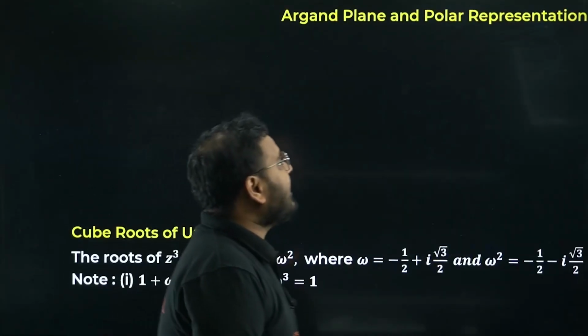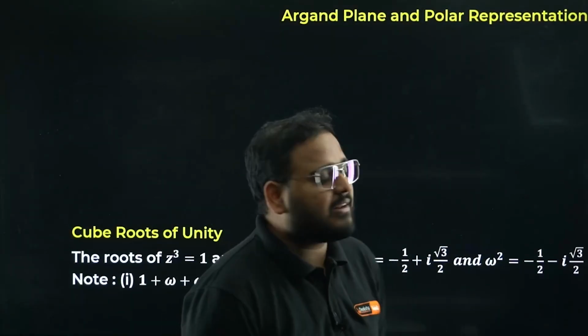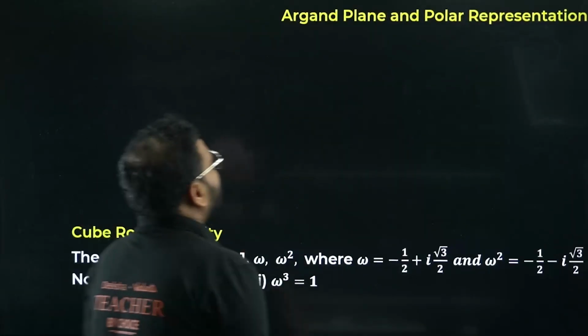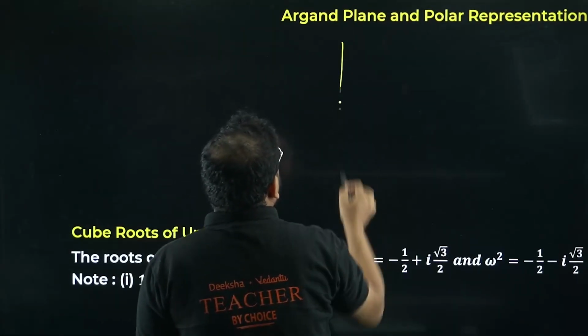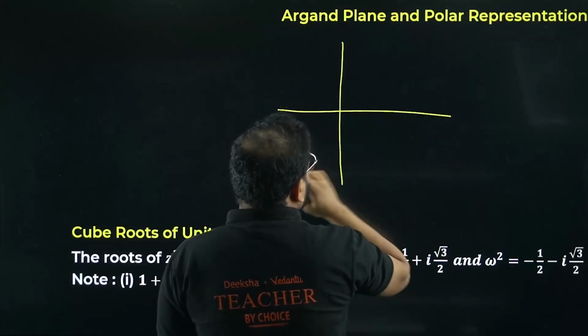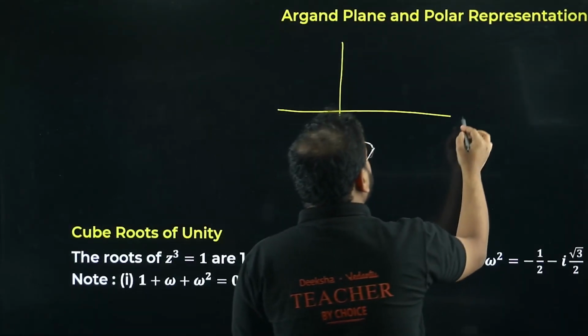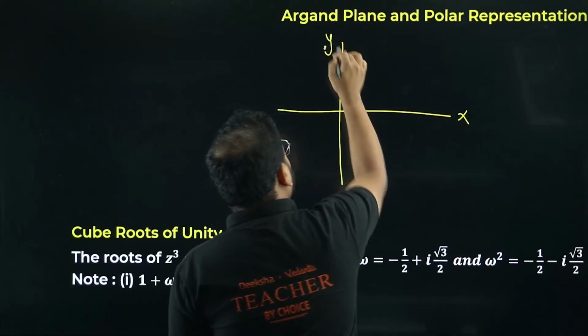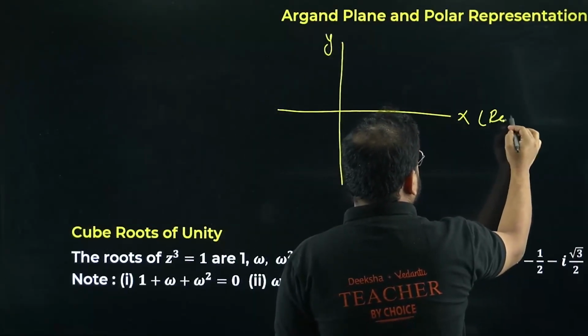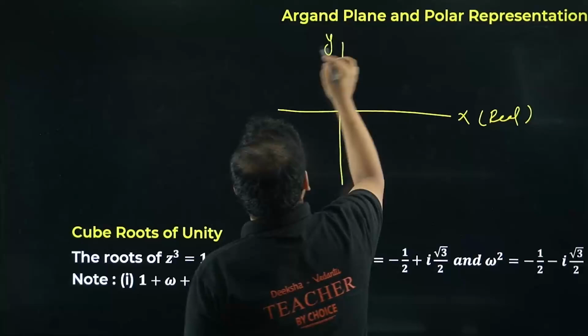Now, Argand plane and polar representation. Please check the Argand plane. How can I write this? In the Argand plane, we take this to be x and y. Usually we call this the real axis and we call this the imaginary axis.